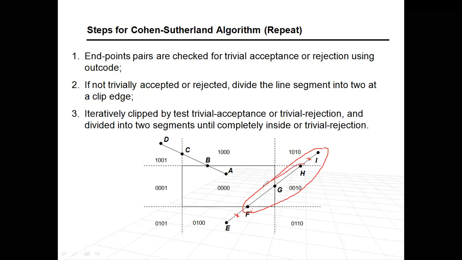So this line will be checked. The complete algorithm will run for GH. Then we will receive this point. Then the algorithm will run for this part and it will be trivially accepted. So recursively, one after another, we will iteratively clip by testing trivial acceptance or trivial rejection, or divide the line segment into two parts until the line is completely inside or completely outside. So this was all the process of the line clipping algorithm that we have followed.